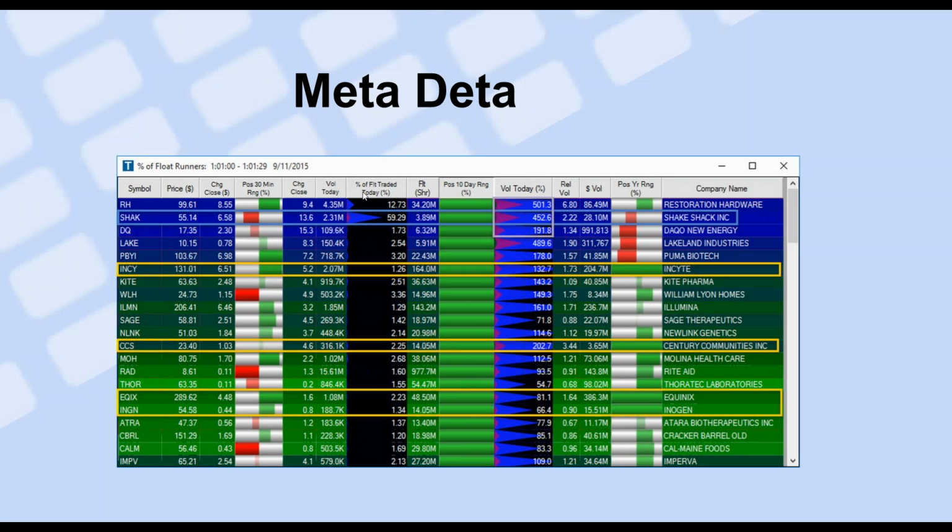Is this percentage of float traded column. We're going to talk about that more when I do the demo, but this is an example of a custom filter column that I designed with Brad.